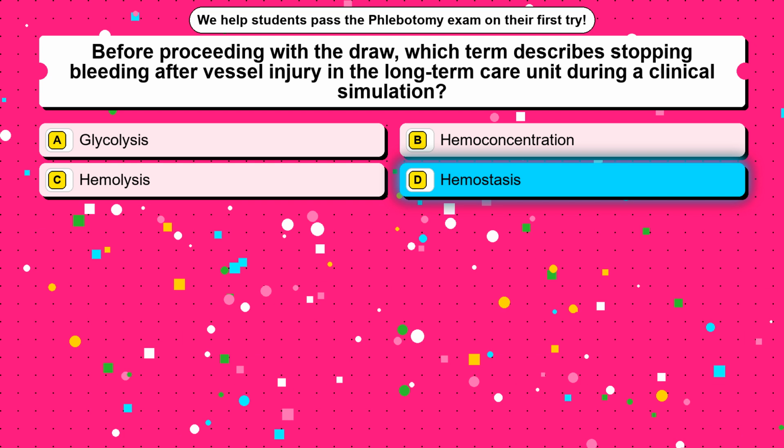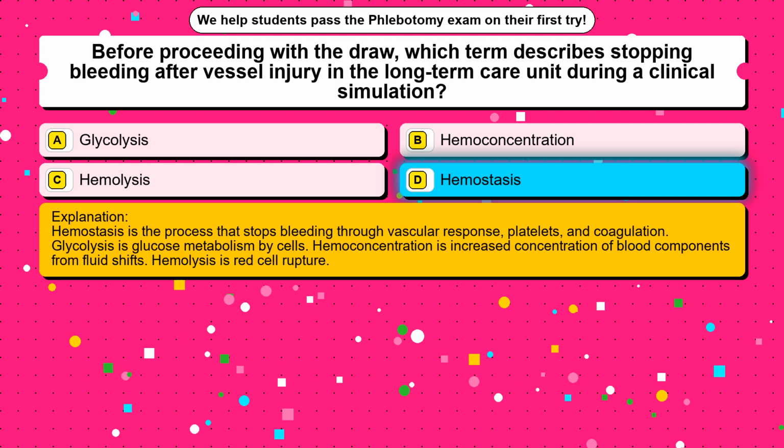Hemostasis. Hemostasis is the process that stops bleeding through vascular response, platelets, and coagulation. Glycolysis is glucose metabolism by cells. Hemoconcentration is increased concentration of blood components from fluid shifts. Hemolysis is red cell rupture.